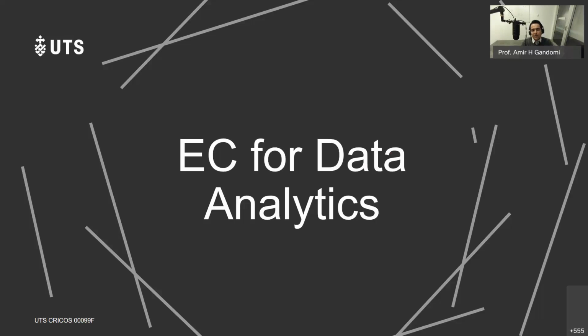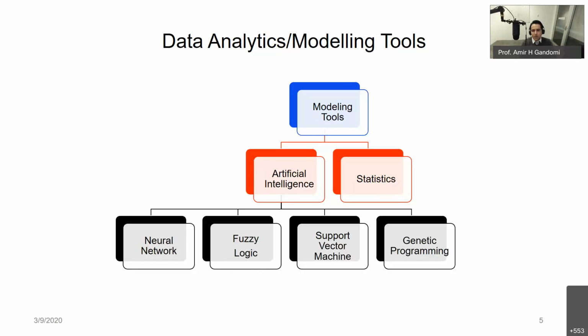So first, evolutionary intelligence or evolutionary computation for data analytics. In data analytics or modeling tools, we are all familiar with AI as a big portion of these areas: machine learning techniques, including neural networks, fuzzy logic, support vector machine. And here we specifically want to focus on one technique that you may not have even heard about, called genetic programming. I will explain why we recommend this technique and where and how it could be useful.